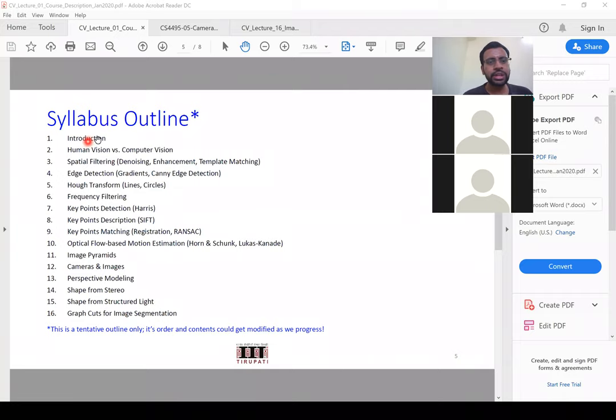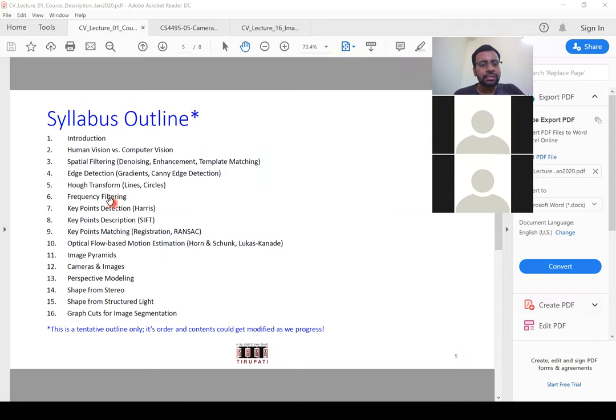Okay, so introduction anyway done, human vision done. Spatial filtering, we are done with this. Edge detection, we are done. Hough transforms, we did it. Okay, frequency filtering, we skipped it. I plan to, by the way, offer a medical imaging course in the coming semester. So that time I would discuss the 2D frequency filtering, and the current third years, if some of you are interested, you could consider attending that. Anyway, that's a detail.